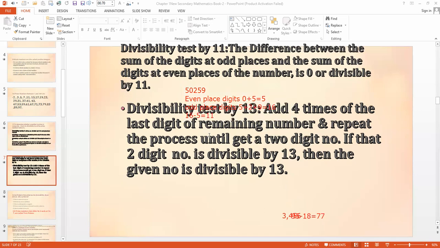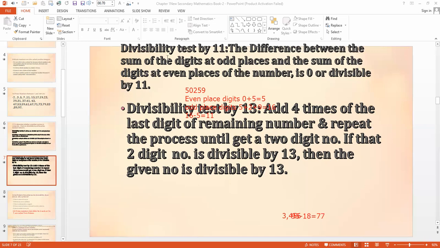Now we move towards the next test of divisibility. It is the divisibility test by 13. Add 4 times the last digit to the remaining number and repeat the process until you get a 2-digit number. If that 2-digit number is divisible by 13, then the given number is divisible by 13. I will take an example so it becomes easier for you to understand whether a number is divisible by 13 or not.